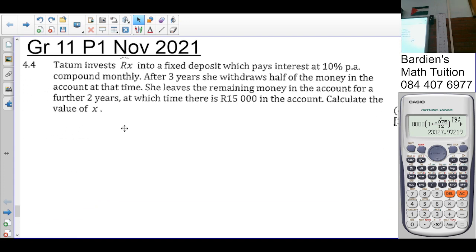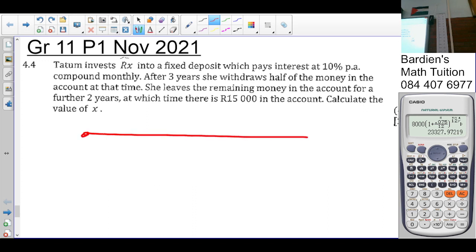We are told that Tatum invests X rand into a fixed deposit. Again, timeline. Okay? T0 is X rand into a fixed deposit which pays an interest rate of 10% compounded monthly. That's a straight interest rate there of 10% per annum compounded monthly.